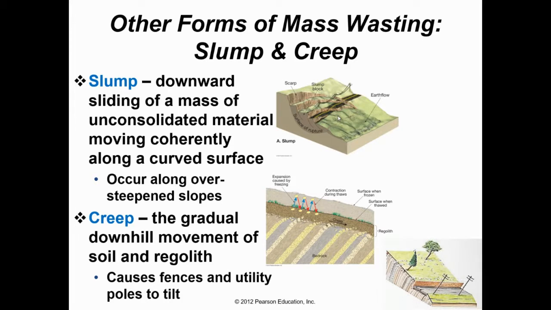Then there's creep. Creep isn't as observable, it doesn't happen fast. Creep is a very slow process, but it's probably the most observable. Creep is simply very slow, gradual downhill movement of soil, basically. Sometimes we say regolith, which can be soil plus any material that might be mixed in with the soil, like pebbles, maybe tree branches or tree trunks. Could be all sorts of stuff.